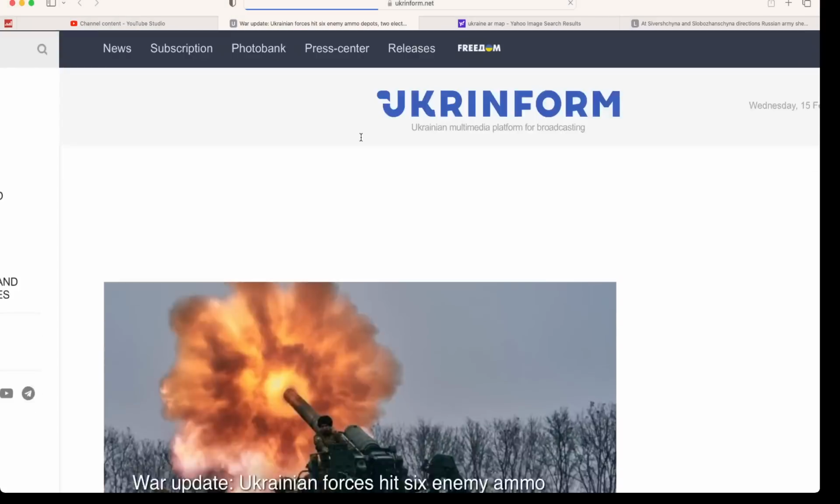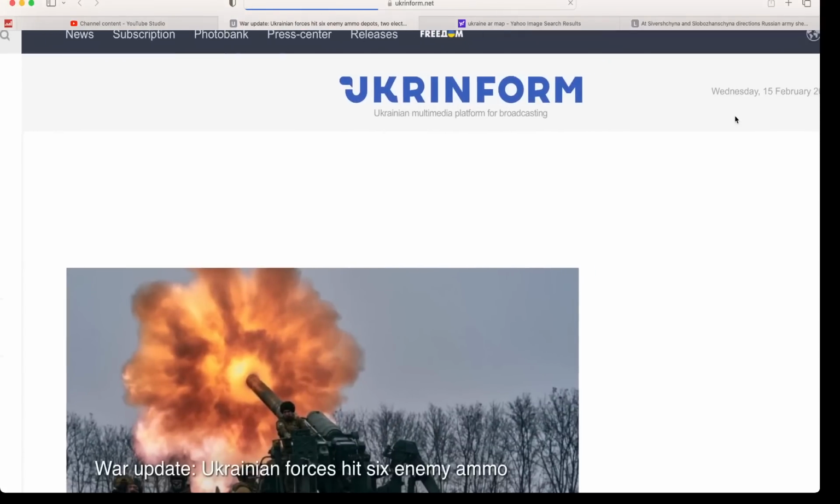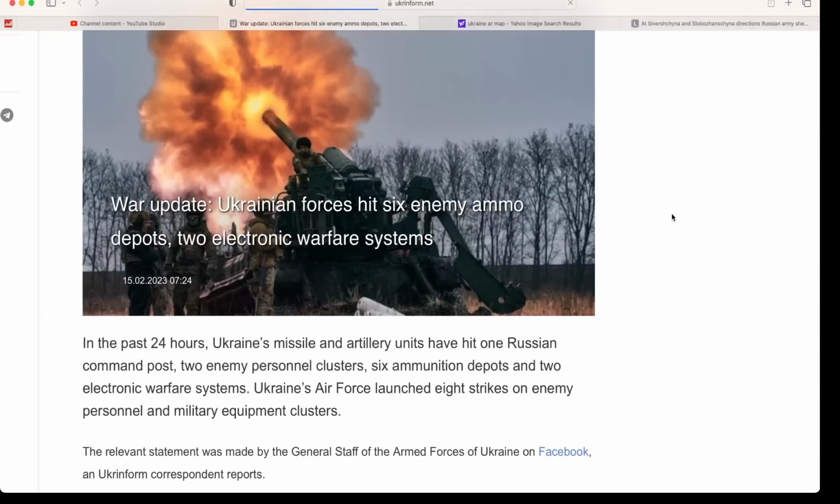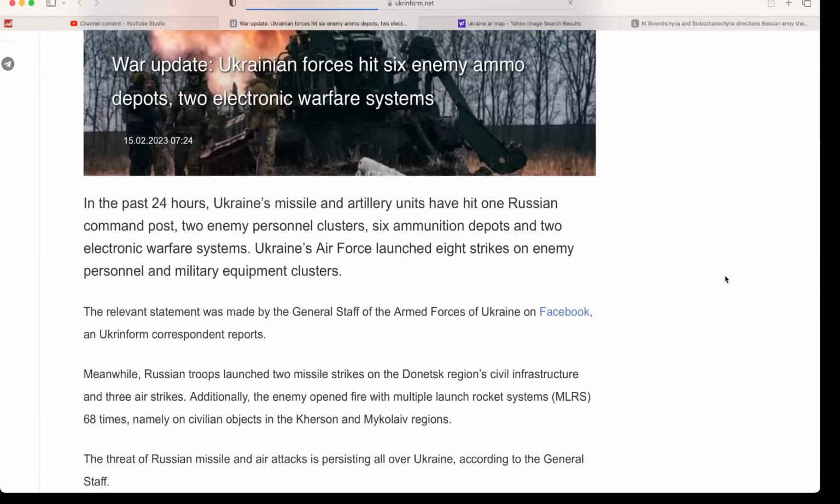I'm going to go over this article, which comes from Ukrinform from February 15th, 2023. War update. Ukrainian forces hit 6 enemy ammunition depots, 2 electronic warfare systems. I have to remind you that in Bakhmut, I covered it yesterday, the Russians generally did not occupy the heart of Bakhmut, according to Ukrainians. That means they are there, but they're fighting. And sometimes they are in that center, sometimes they're not. Definitely they have some part of Bakhmut and they're trying to encircle it completely.